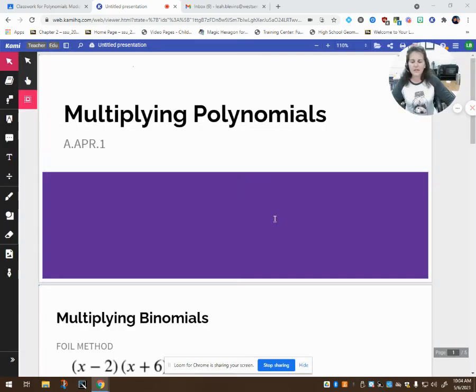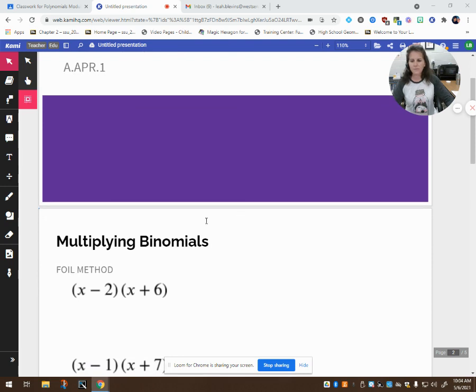Hey guys, welcome back to another Algebra 1 lesson. We're going to look at multiplying polynomials. Specifically, we're going to look at a binomial times a binomial. So we have a couple different ways that we can do this.